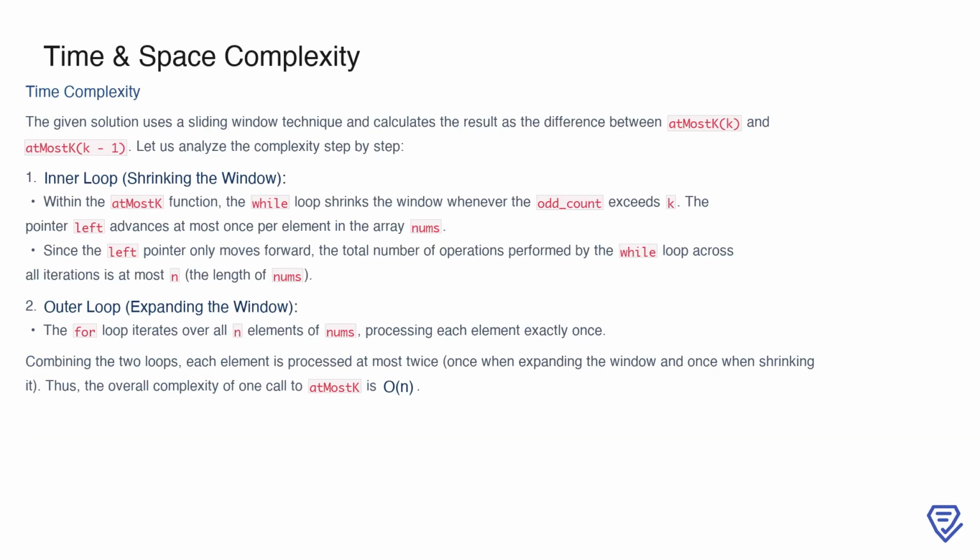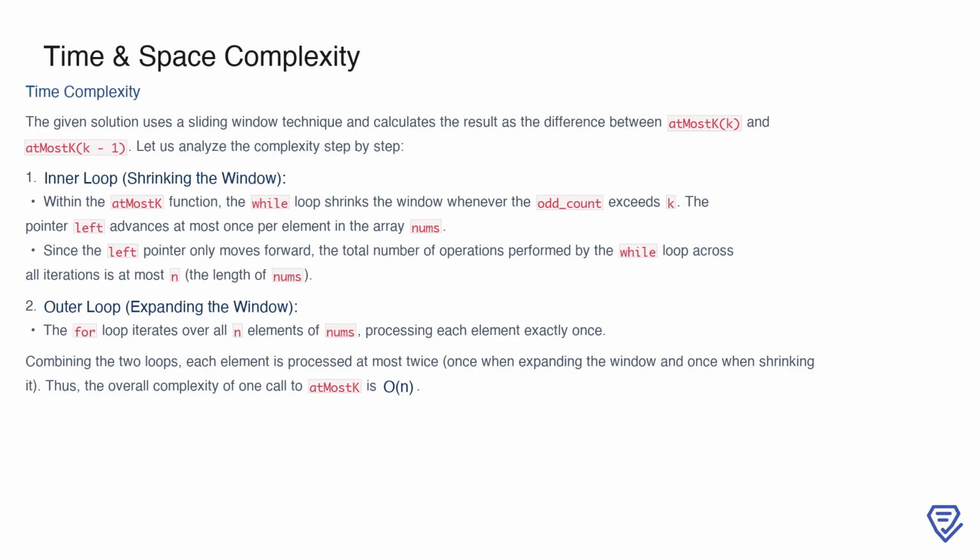The time complexity of our solution revolves around the sliding window technique. To analyze this, let's start with the inner loop inside the at most k function. Here, the while loop works to shrink the window whenever the count of odd numbers exceeds k. The left pointer, which controls the shrinking, moves forward one step at a time and advances at most once per element in the array nums. This means that over the course of the entire algorithm, the left pointer executes no more than n operations, where n is the length of the input array.